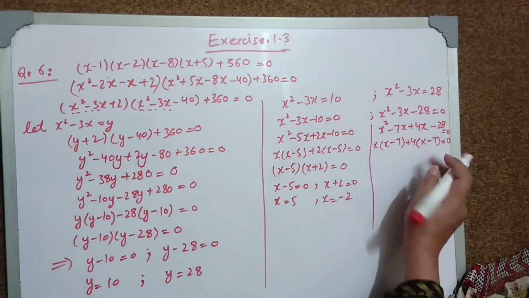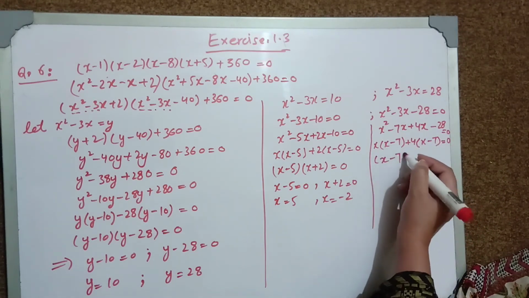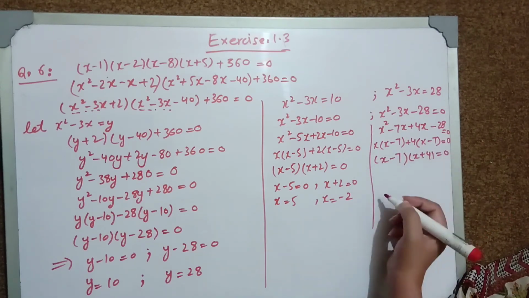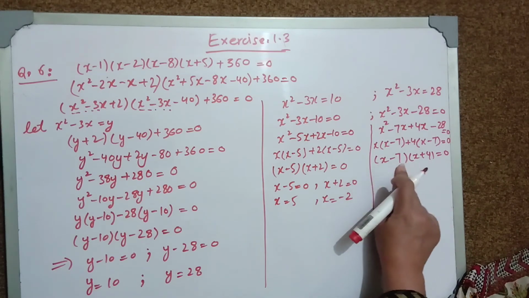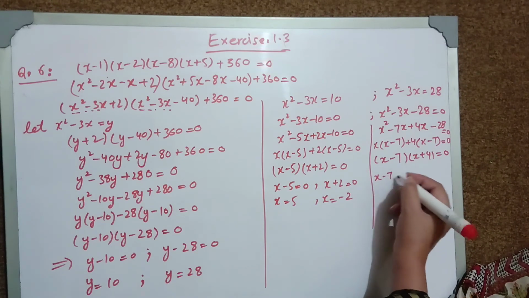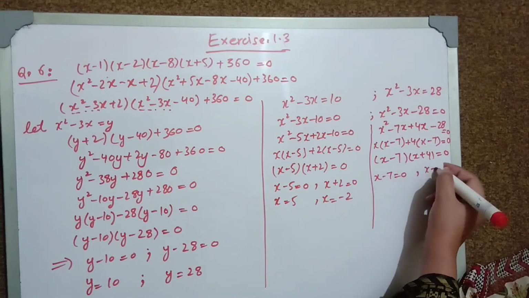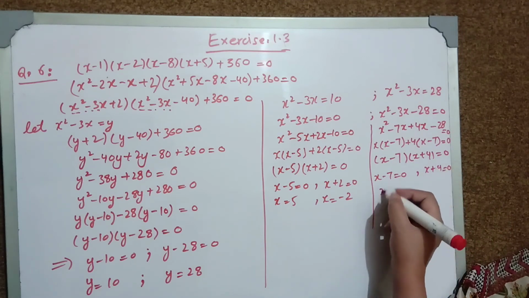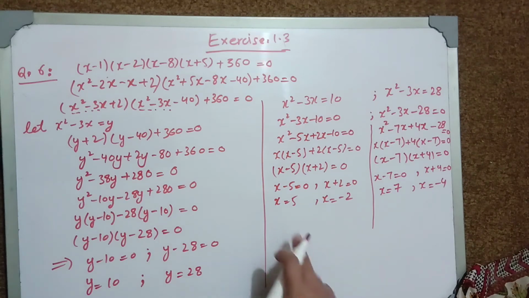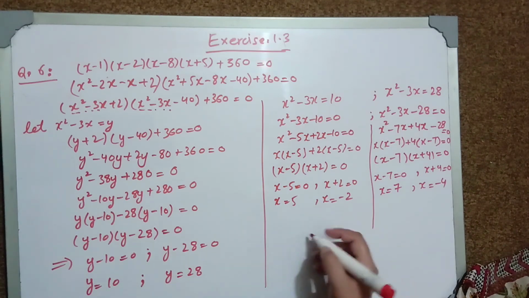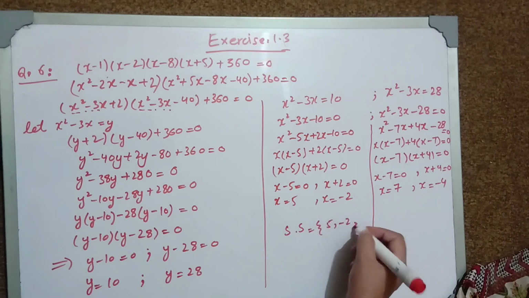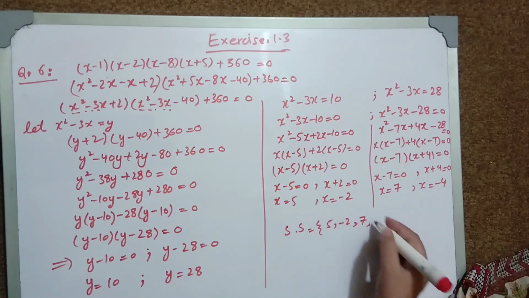Now we can take x minus 7 common, and we'll be left with x plus 4 equals to 0. This shows that x minus 7 is equals to 0 as well as x plus 4 is equals to 0. From here x is equals to 7 and from here x is equals to minus 4. So we got 4 values for x. So the solution set is 5, minus 2, 7, minus 4.